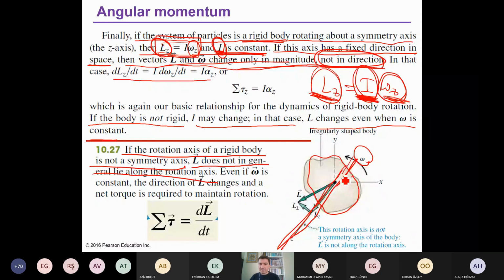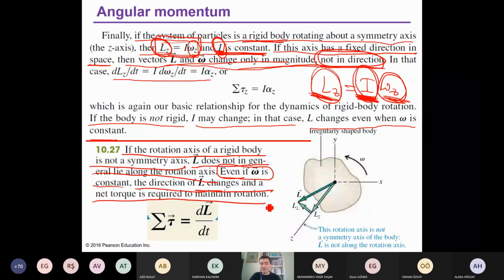In this case, the direction of the angular momentum will change, okay? Even if angular speed omega is constant, the direction of angular momentum L changes and a net torque is required to maintain the rotation, okay? So just consider this one, L is constant. If L is constant, what is the time derivative of a constant number? Time derivative of constant number will be 0 if L is constant, okay? But if L is not constant, then the torque will be different from 0.